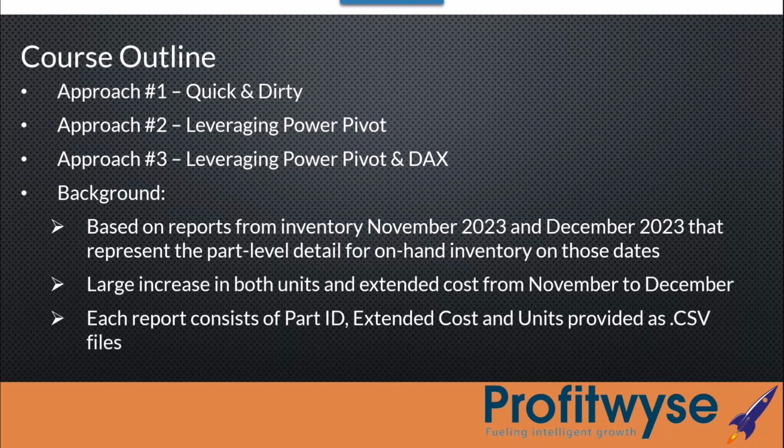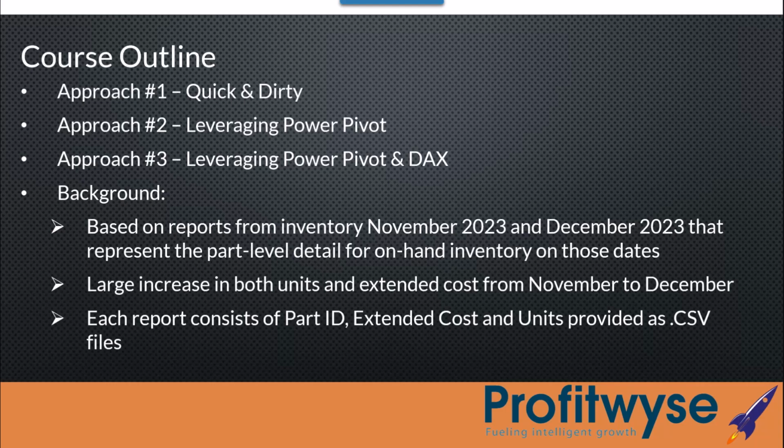The background on this is the person who is tasked with doing this analysis has been provided 2 reports, one for month-end November 2023 and one for month-end December 2023. These reports are part-level reports that have both the extended costs, this is an average cost environment, as well as the quantities on hand for each part, consolidated at the part level for those 2 months.